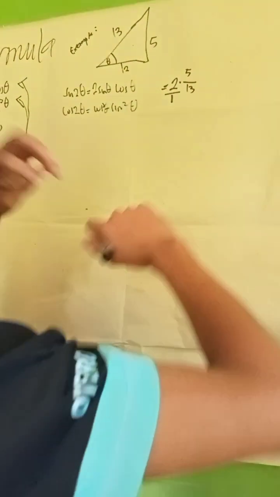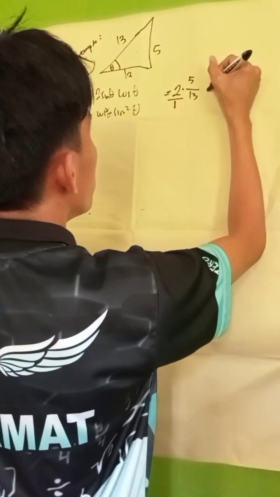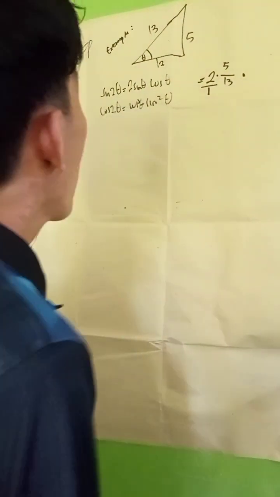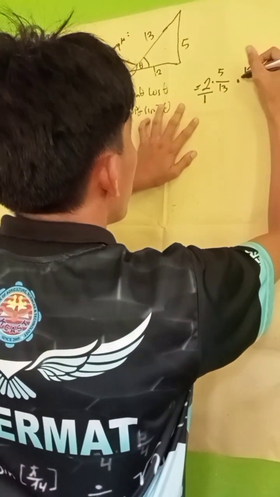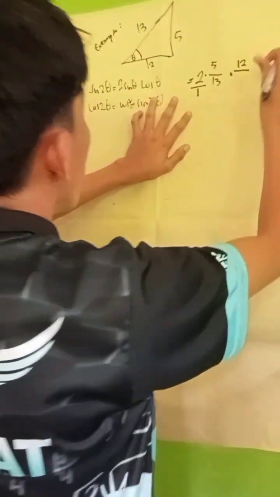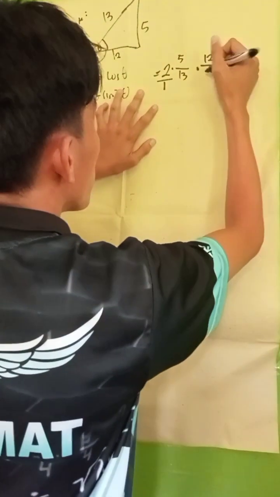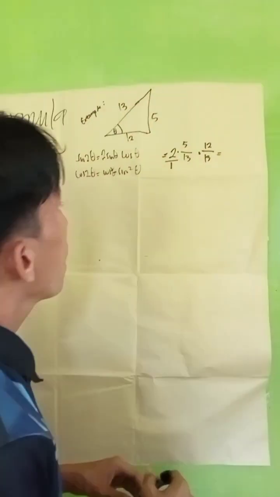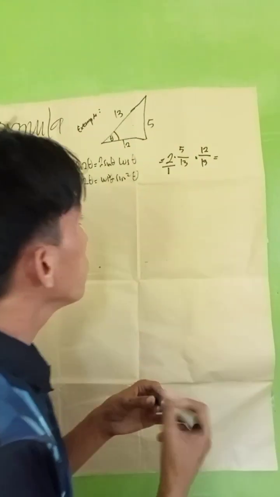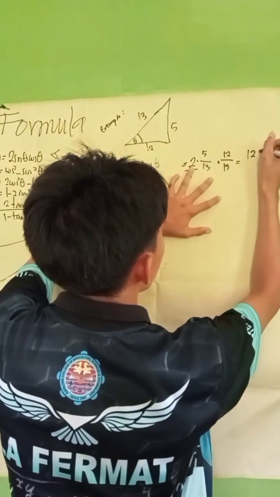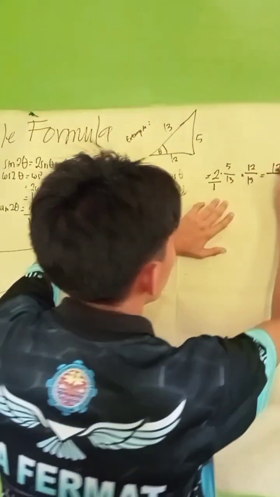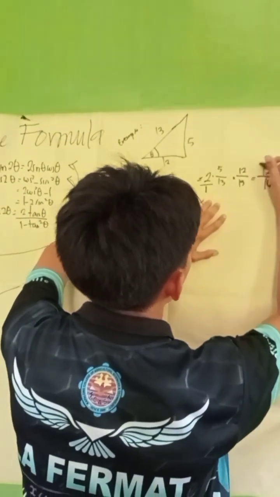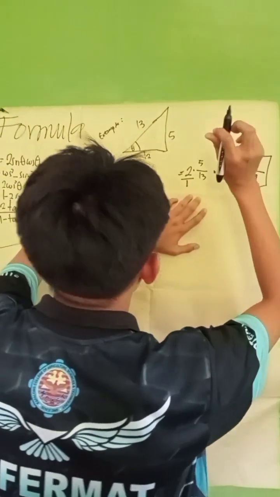So 2 over 1, and then times sine theta, 5 over 13, and then times cos theta, because that is adjacent over hypotenuse, so we have 12 over 13. So 2 times 5 times 12 is equal to 120, all over 13 times 13 is 169, then times 1 is still 169. So that is our sine 2 theta.